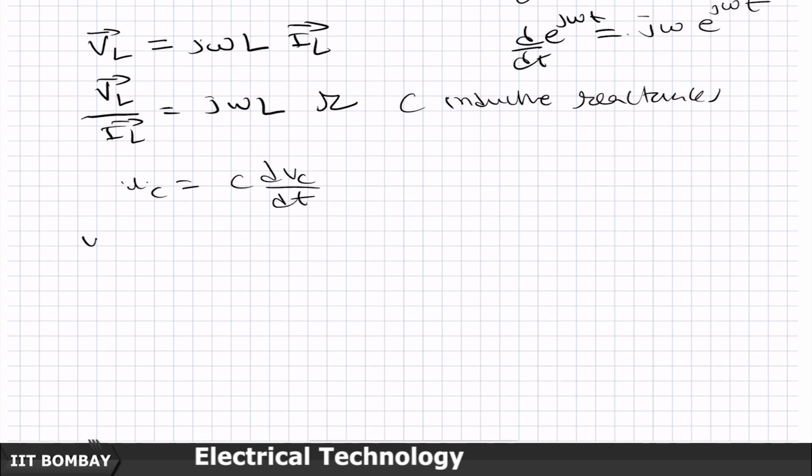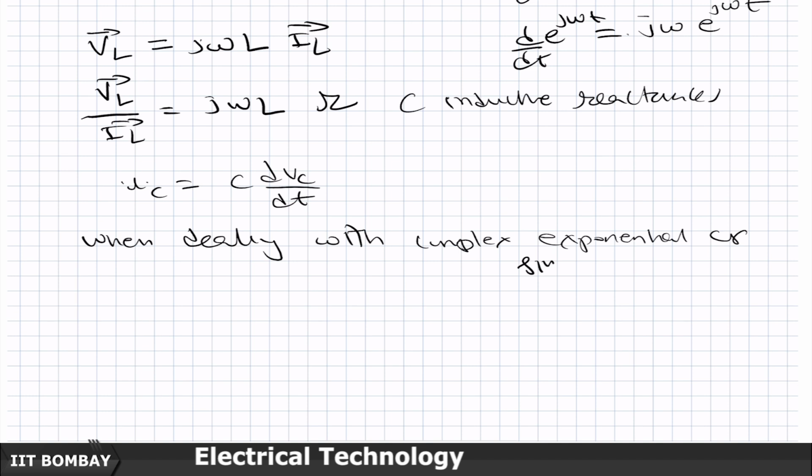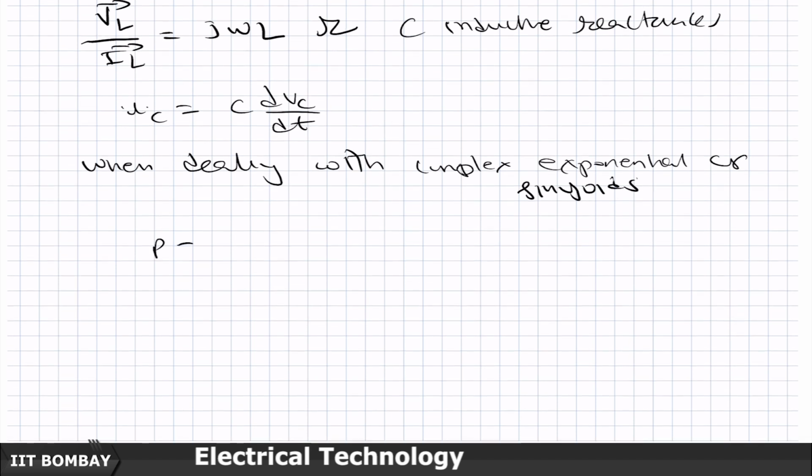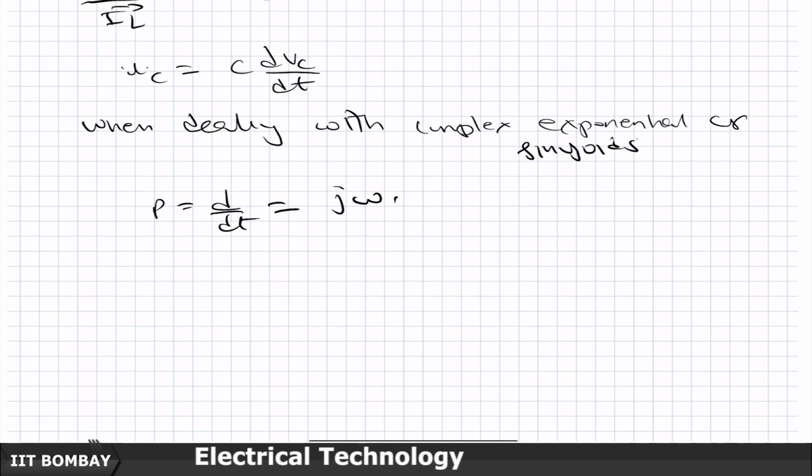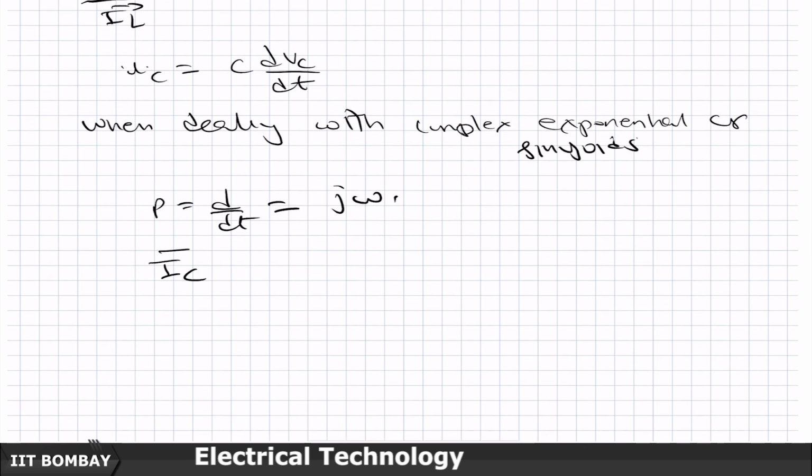Again, when dealing with complex exponentials, or in other words sinusoids, what we will do is replace this p operator d by dt, which is also called a Heaviside operator, by j omega, and we get the equation in phasor form as j omega C times V c.